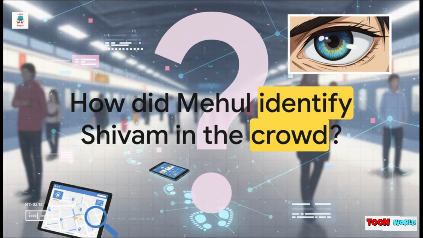Well, this brings us back to you. Among a massive sea of people, how did Mehul identify Shivam? Think about the timeline we literally just discussed. Think about the specific action Mehul took right before the chase began regarding the victim's belongings. The clue to catching the killer isn't in what he looks like. It's in the digital trail he's leaving behind in that very station.